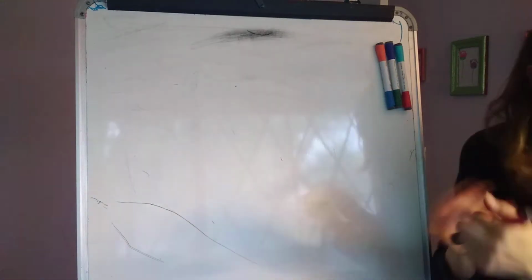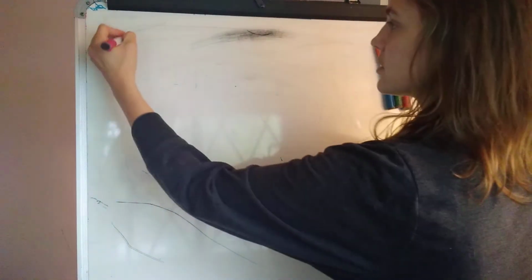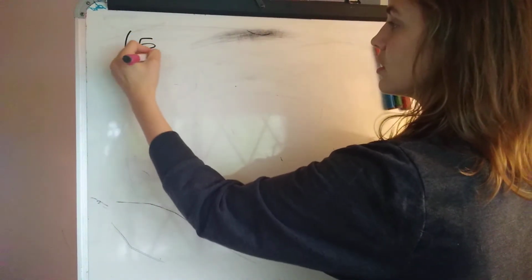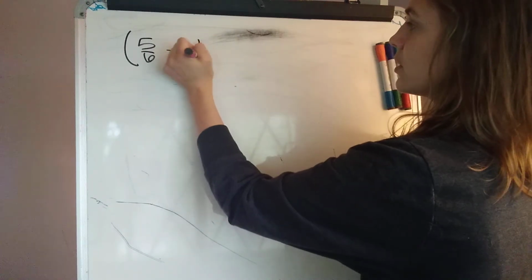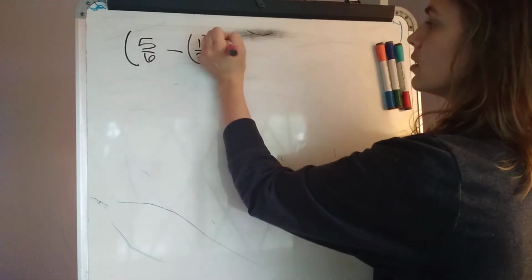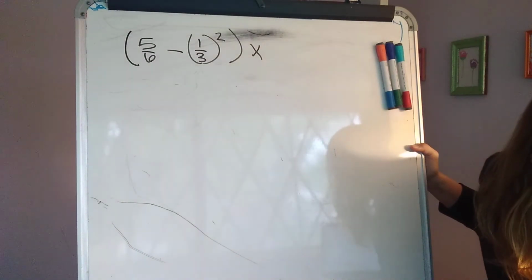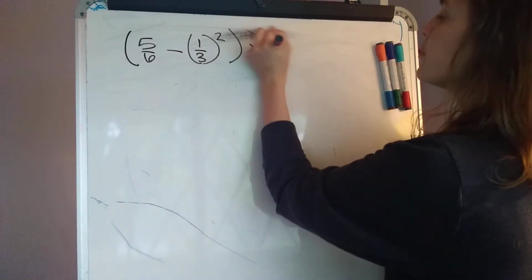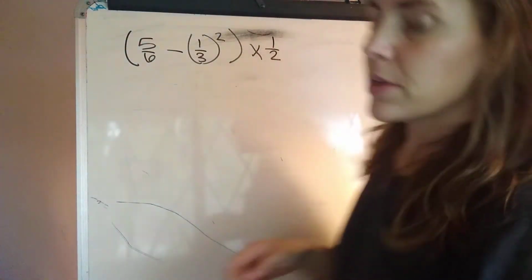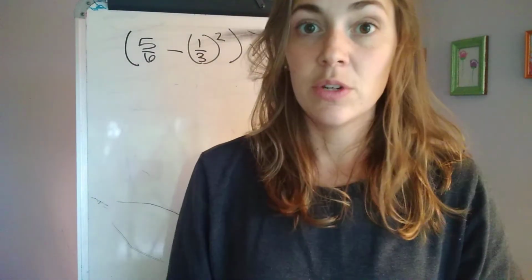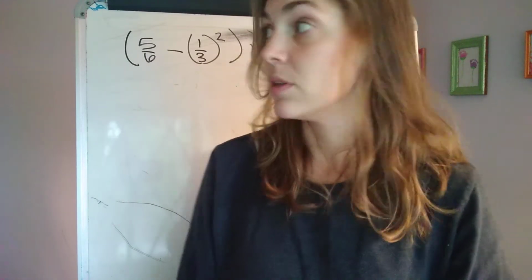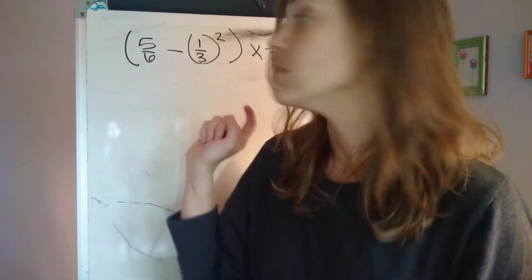Okay. So we have 5/6 in parentheses minus 1/3 squared times 1/2. The very first thing that you need to do is do the parentheses. I'm very close to the camera, apologies.